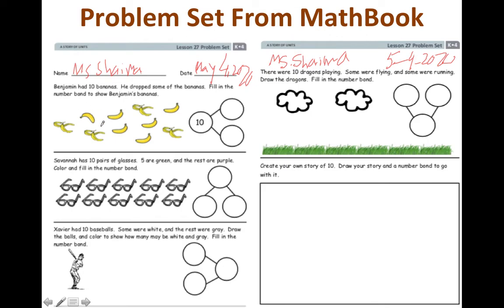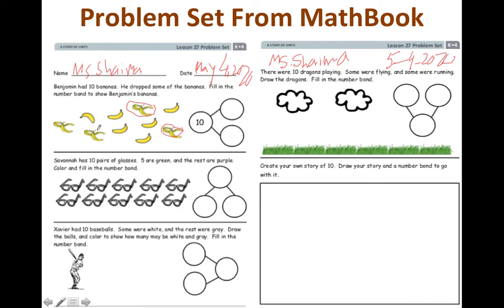So I know he has 10 bananas, just like our number bond, and the two parts are missing. The story showed the bananas that fell. You can see that they're only peels. So let's count how many peels I have. I have 1. I'm going to circle it to show that I'm counting it.